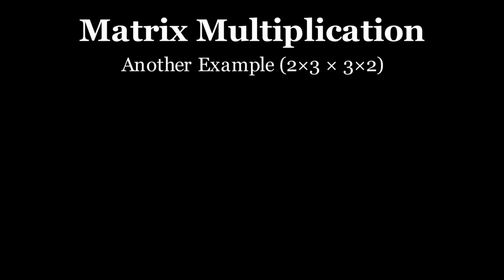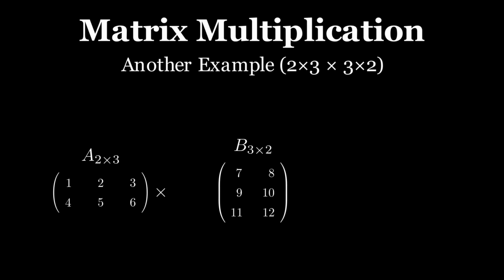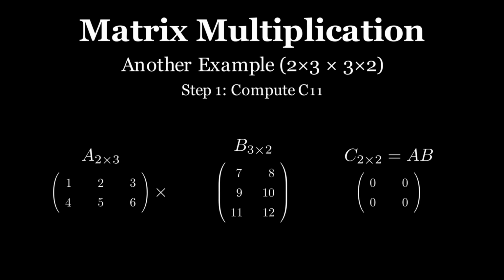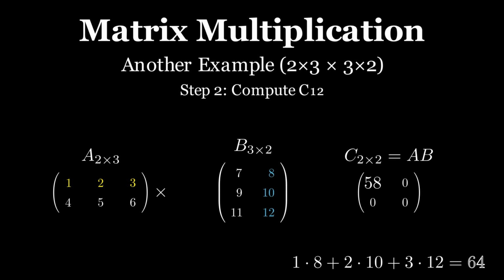Now for a bigger test, a 2 cross 3 matrix by a 3 cross 2 matrix. The inner 3's match, so the result is 2 cross 2. To find C11, we use row 1 of A by column 1 of B. So 1 multiply 7 plus 2 multiply 9 plus 3 multiply 11 equals 58. For C12, we use row 1 of A by column 2 of B. So 1 multiply 8 plus 2 multiply 10 plus 3 multiply 12 equals 64.